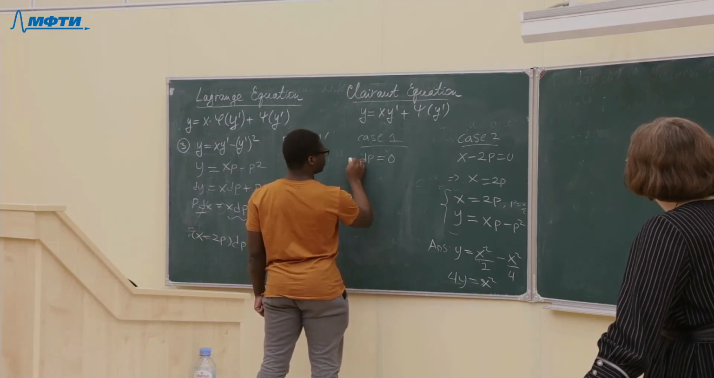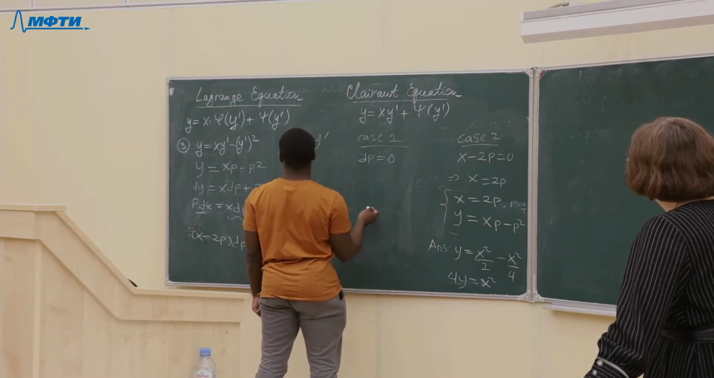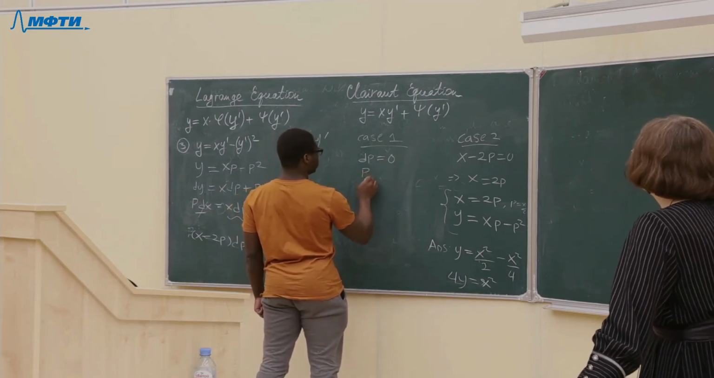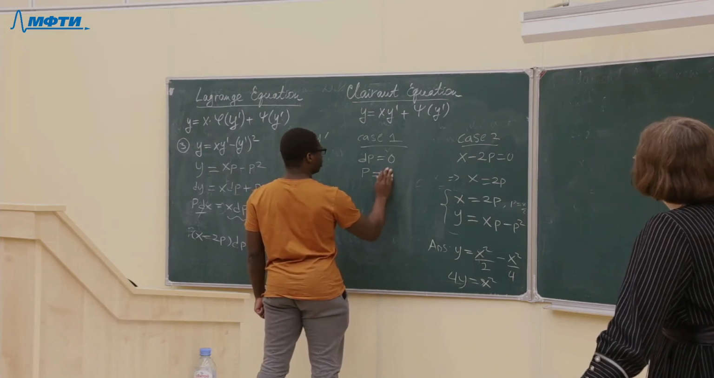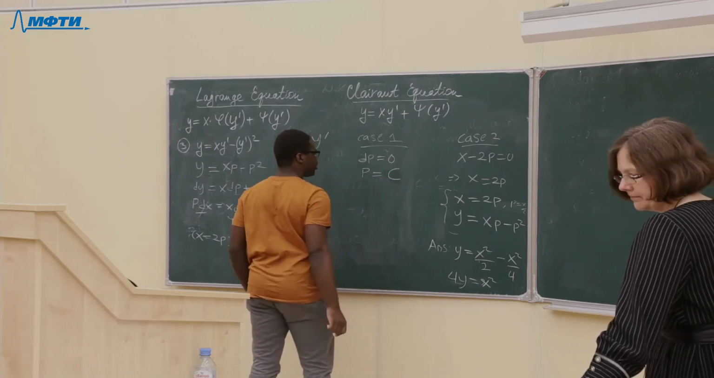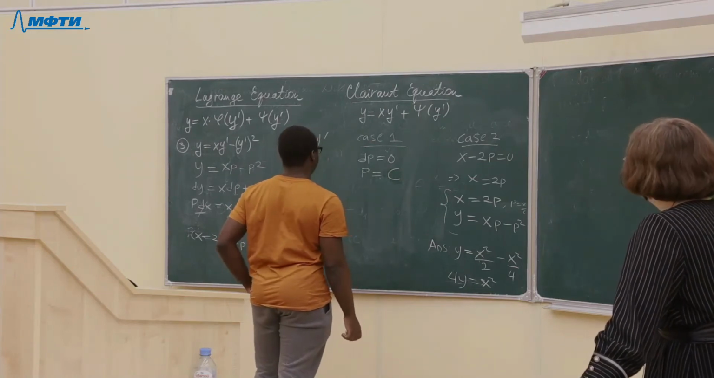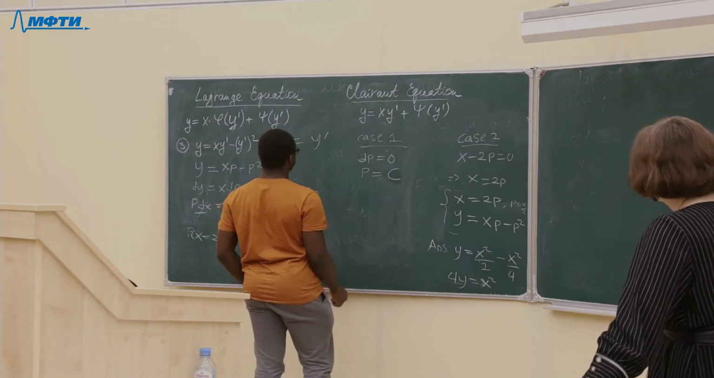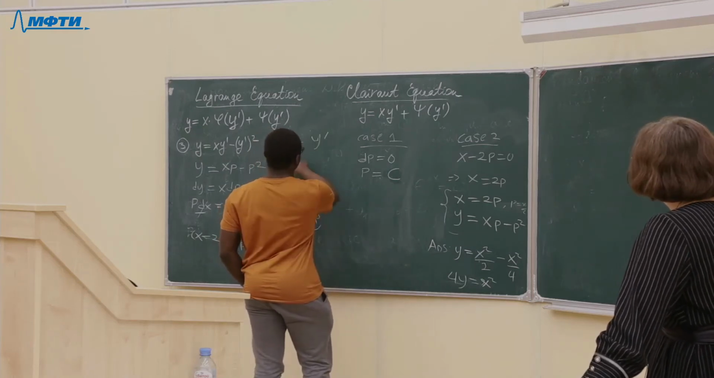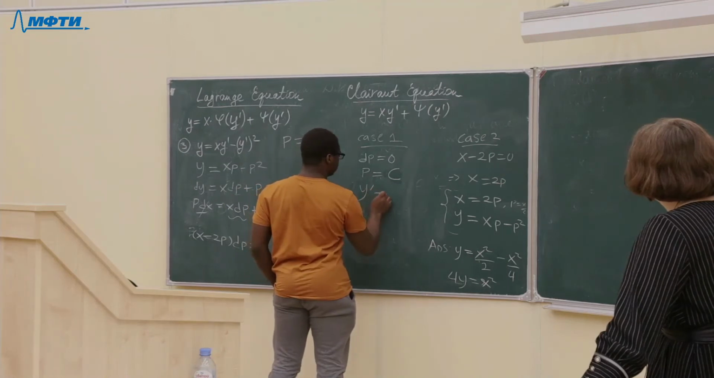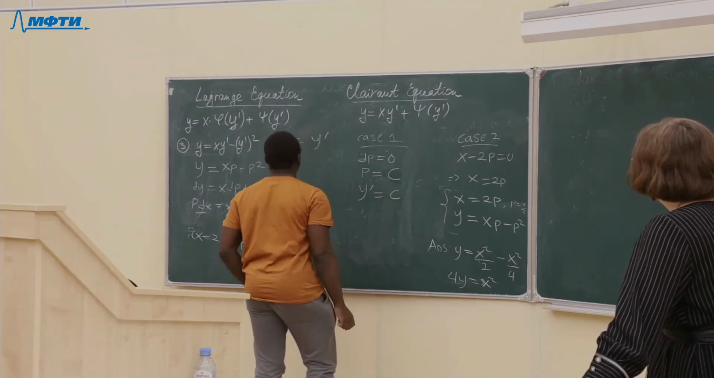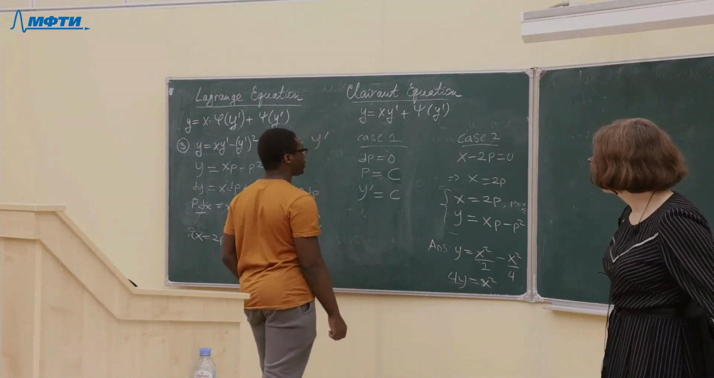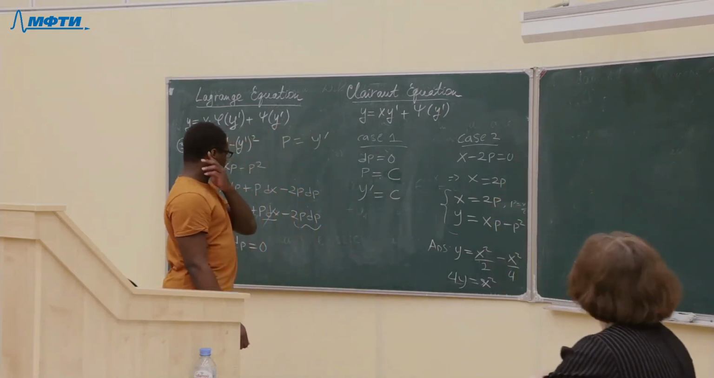So that means just p equals 0, right? dp equals 0 means p equals a constant, right? But p is the derivative, y prime equals c. So if p equals the constant, then y prime equals c, and y is linear. This is the end.